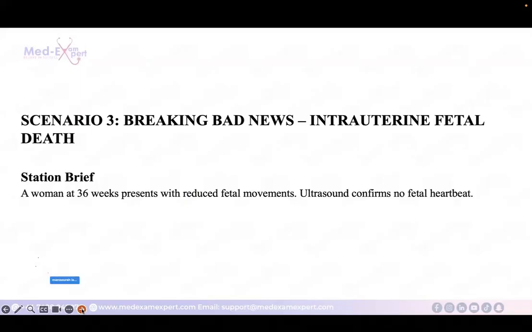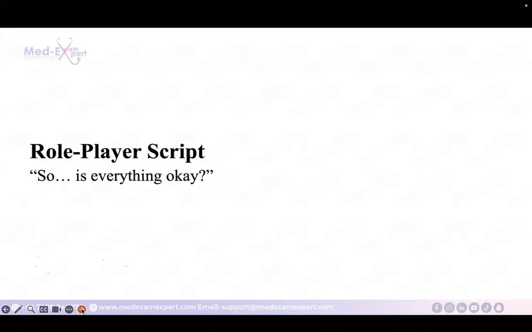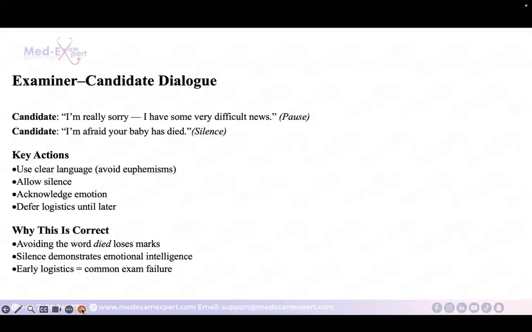"There's a problem with the heart." No, you give the bad news bang, and then you wait. Let them absorb it and react, right? So it's really important in this situation.